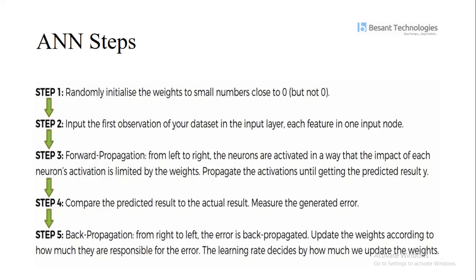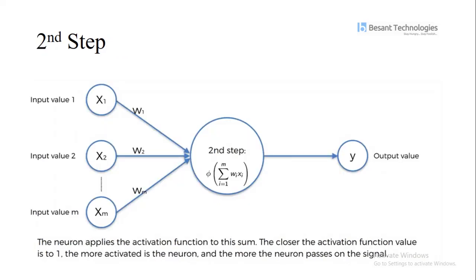You are going to implement all these steps. Randomly initialize the weights to small numbers close to 0. Input the first observation of your data set in the input layer and forward propagate from left to right. Compare the predicted result to the actual result and measure the generated error. Then back propagate from right to left. These are all the steps we need to implement.